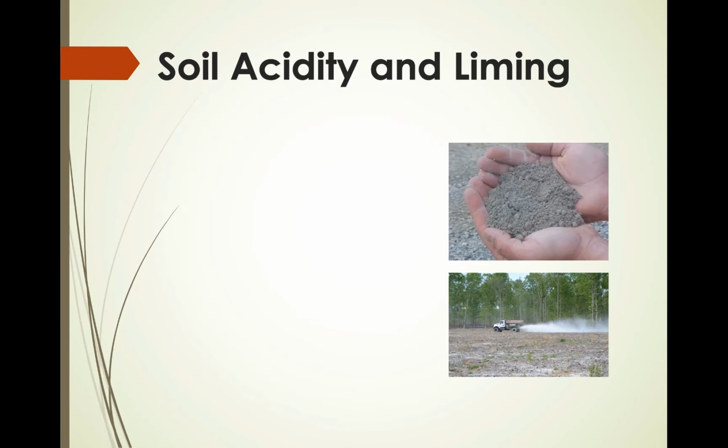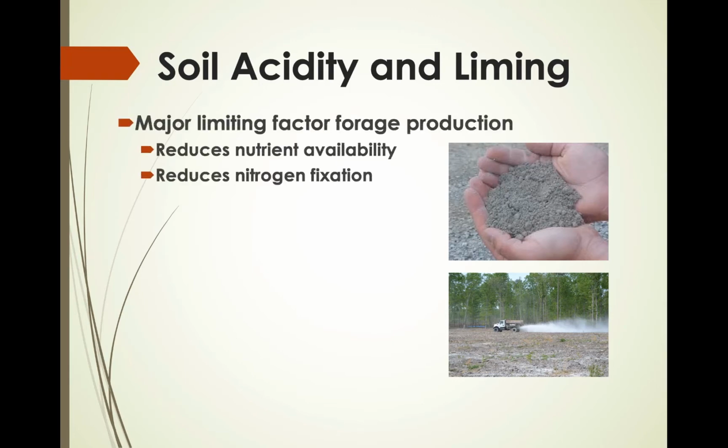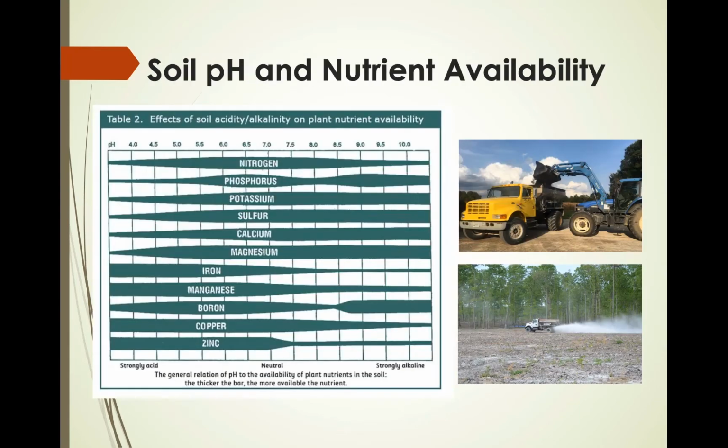The first thing I always look at when I get a soil test report back is pH or soil acidity. I want to talk a little bit about that because that's a major factor in limiting forage production in the southeastern United States. Whether you're in pastures or hay fields, it limits overall production. It reduces nutrient availability in the soil and it reduces nitrogen fixation in legumes. So this is the impact that soil pH has on the availability of different nutrients. The wider these bands are, the more plant available they are.